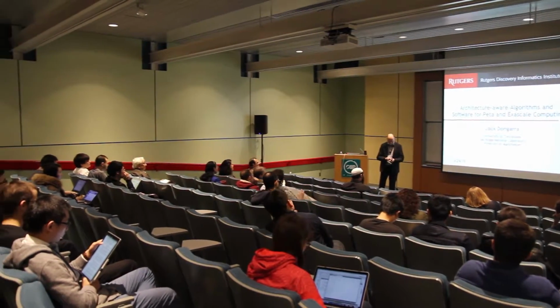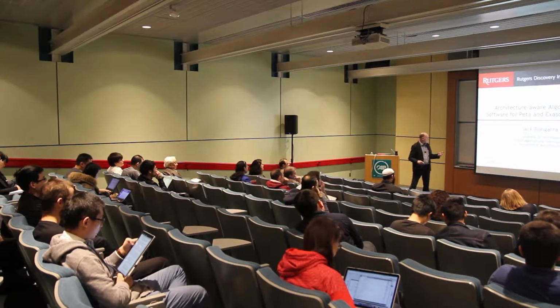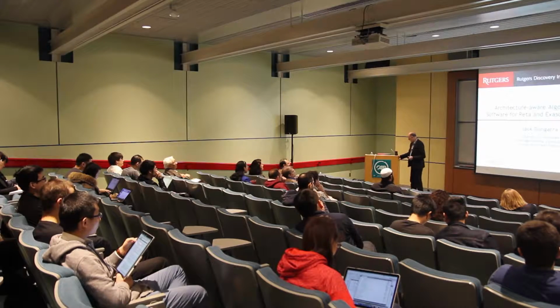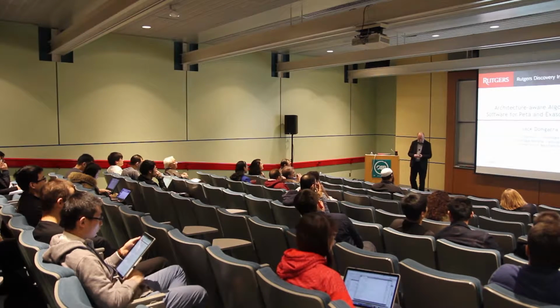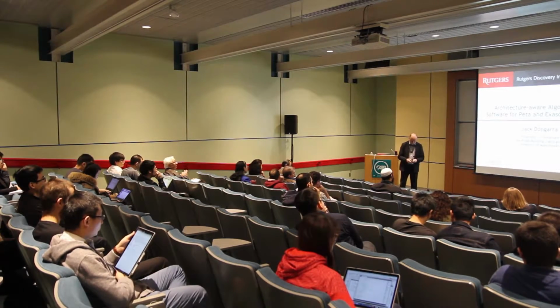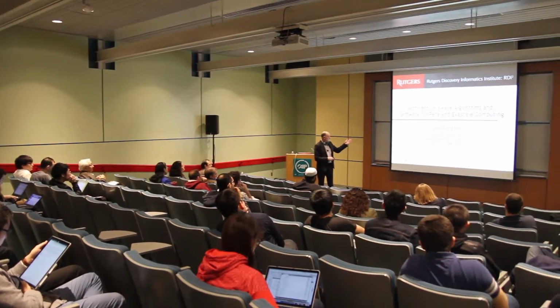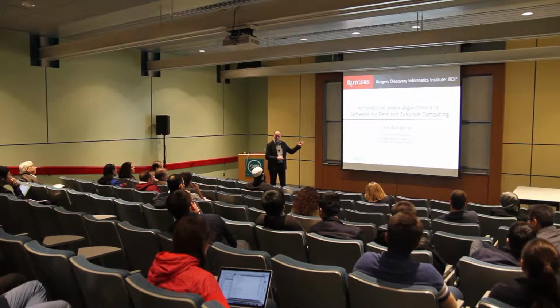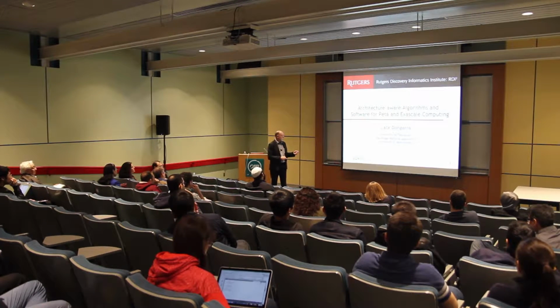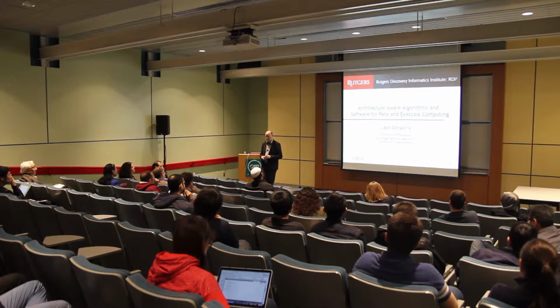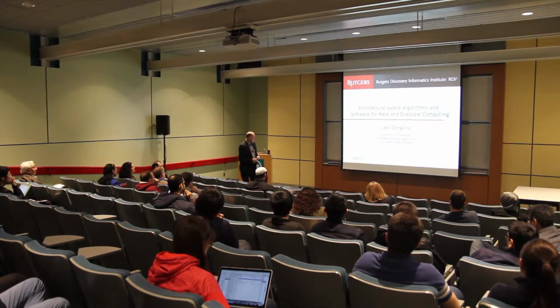So I want to talk about things related to architectural aware algorithms as we move on from the existing base that we have to peta. So we're at petascale now. So that's 10 to the 15 floating point operations per second, and we're going to go to exascale. So exascale is 10 to the 18.